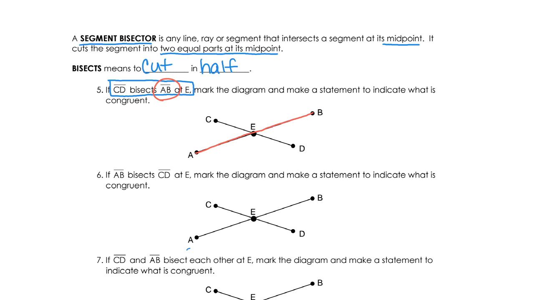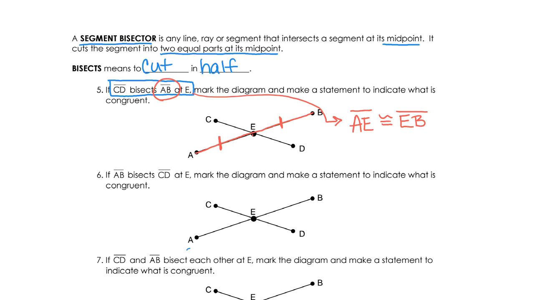Does everybody see it's 2 halves? We have 1 half here from A to E, and then the second half from E to B. And because those are halves, halves are equal. And so we could go ahead and put congruent little tick marks on them. We can also make a congruent statement that says segment AE is congruent to segment EB. And that's the conclusion that we make from what we were given.